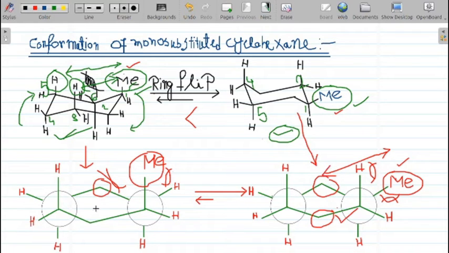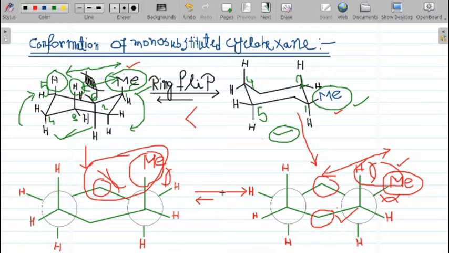And we will see and we will know that the Gauss interaction, this is also a Gauss interaction, and that is the CH2 clash between the CH2 group and the CH3 group, which is much more than the Gauss interaction, that is the Gauss interaction between the methyl group and the hydrogen group. So here we can see that the more stable one is the chair conformation.